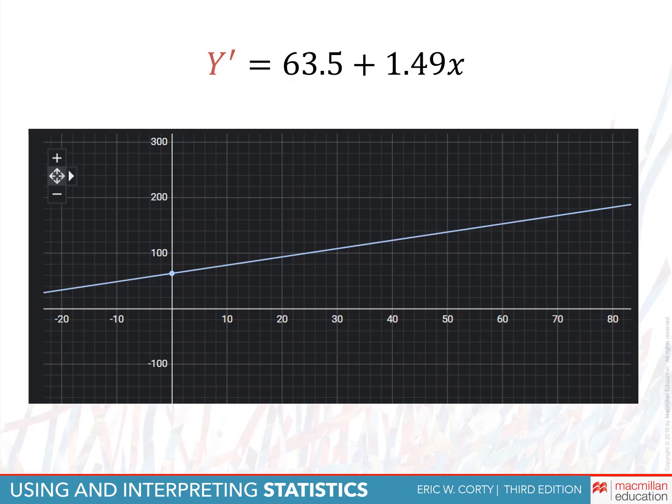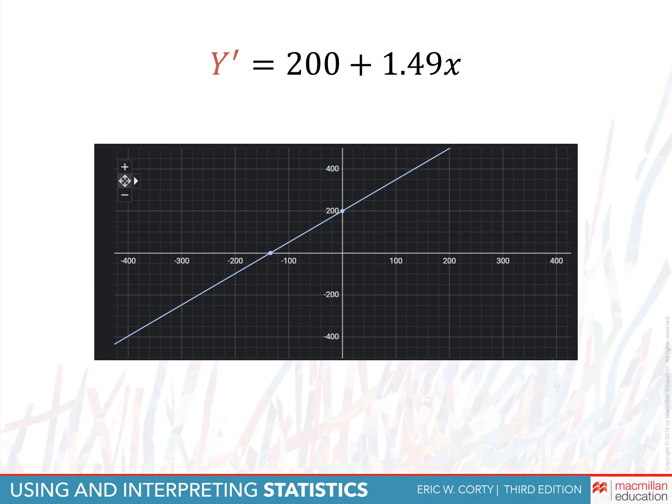All right, so this is what our graph would look like if we graphed it. So the y-intercept here is the 63.51, and it is right about here. So that's where the line goes through the y-axis, where y is about 63. And that's basically what the y-intercept tells us.